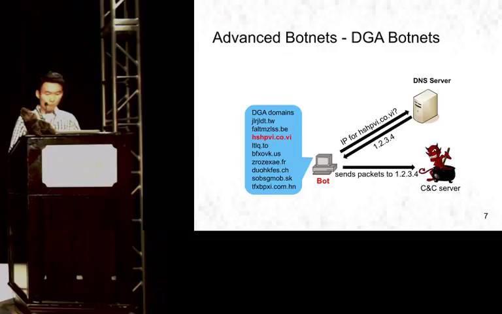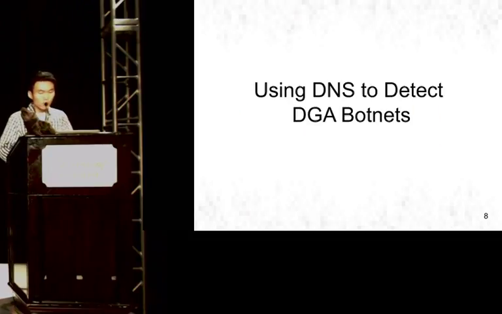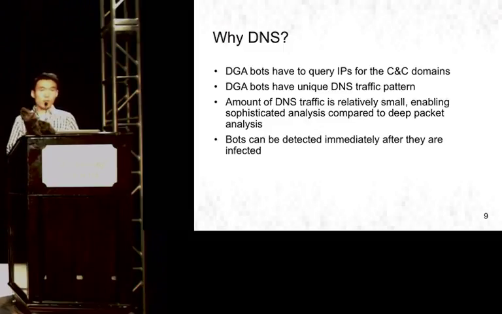Now let me talk about why we want to use DNS traffic to detect this DGA bot. First of all, the bot master and the bots have to query IP addresses for the domains. They have to use DNS traffic. And the more important thing is that botnets have a very different, very unique DNS traffic pattern compared to legitimate hosts. I will cover all of these unique patterns in my later slides.